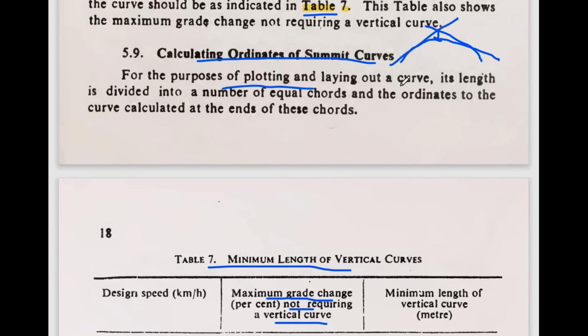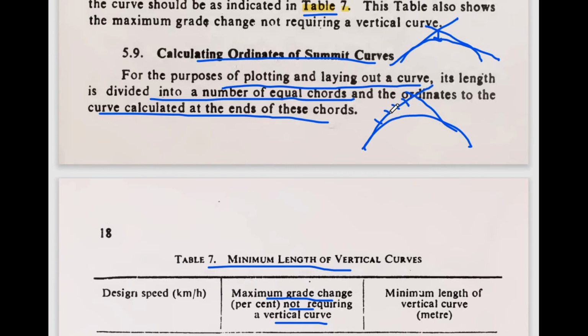So for the plotting and laying out of the curve, the curve length is divided into a number of equal chords and the ordinates to the curve are calculated at the end of each chord. So what this point says is that if this is a curve that we want to build and this is the gradient line, we have to divide this gradient line into several equal intervals of chord and drop the vertical ordinate so that we know the distance we must go below this point and finalize this point of the curve. So this is how we actually calculate and execute the vertical curve on the field.